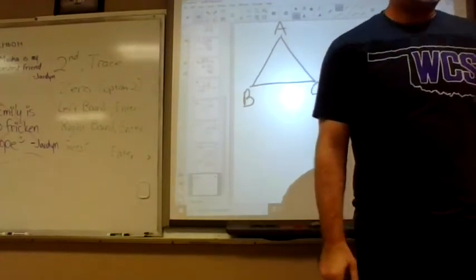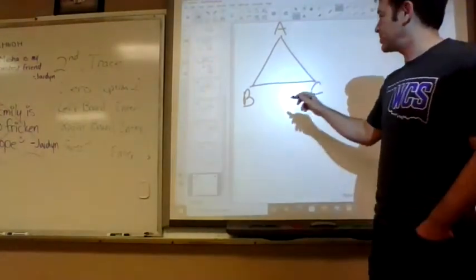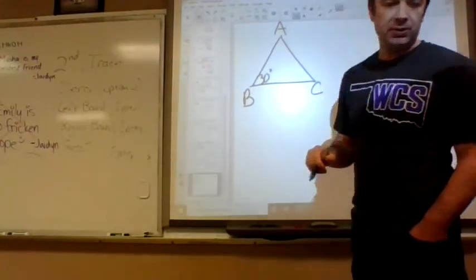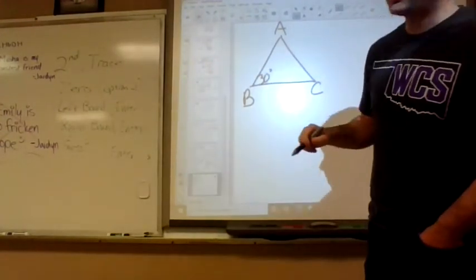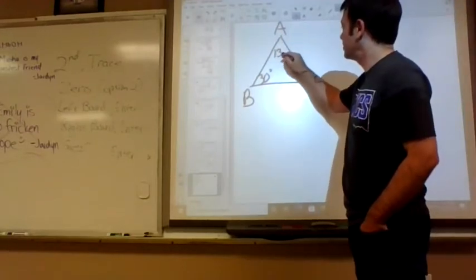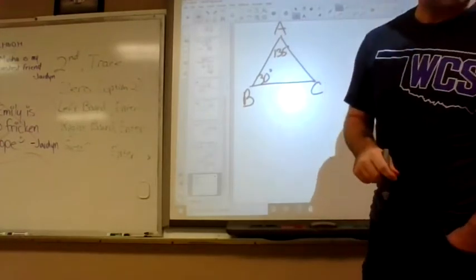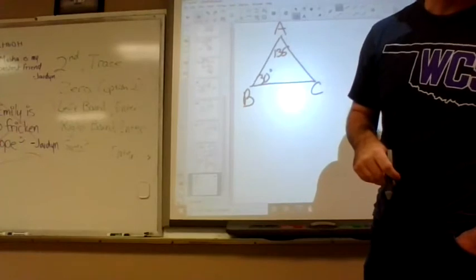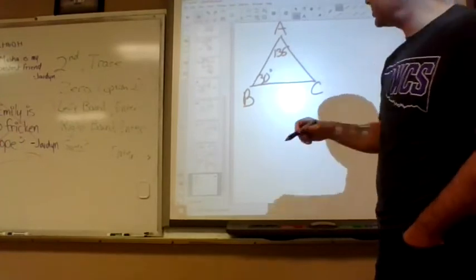Okay, triangle ABC. B is 30. A is 135. Obviously my picture's not accurate. Side A, side B is 4.